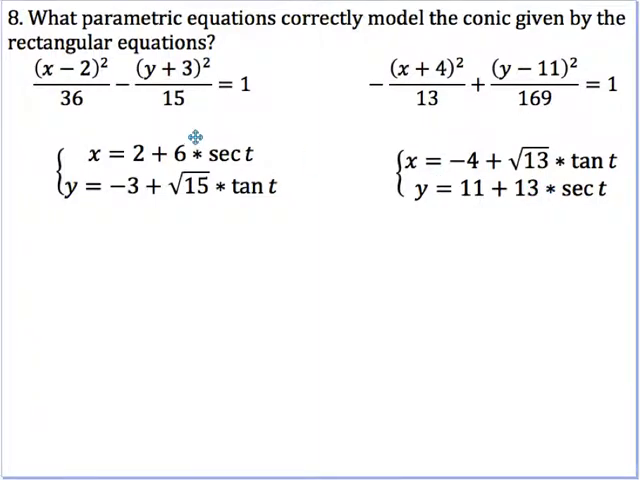Okay, notice I have a secant in my first term over here because the x fraction is positive, and over here the secant is in the y term because my y fraction is positive.